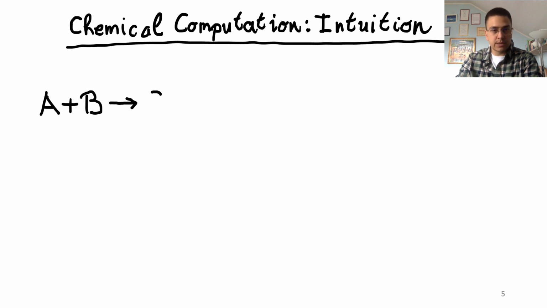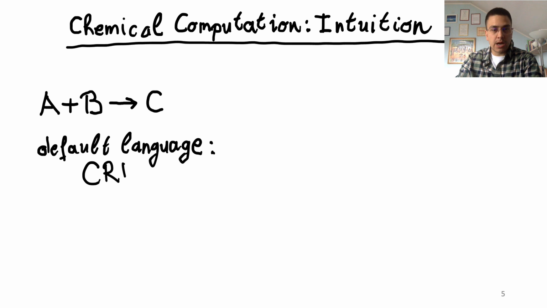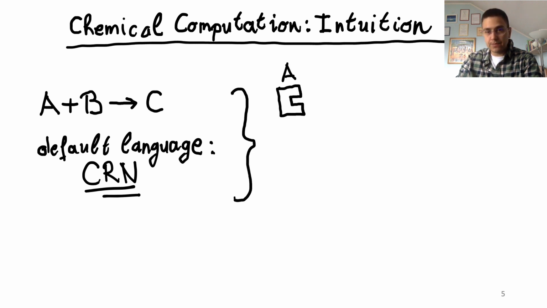So let's look at the reaction A plus B goes to C. Indeed, the default language to specify behavior in chemistry is chemical reaction networks, that is, systems of reactions. If we try to interpret this reaction, we have a molecule of A, as shown here, and a molecule of B, as shown, and they are compatible with each other, so they can interact and produce molecule C.